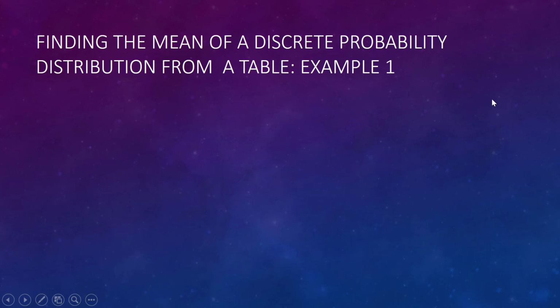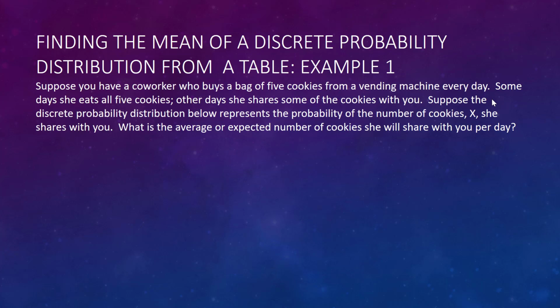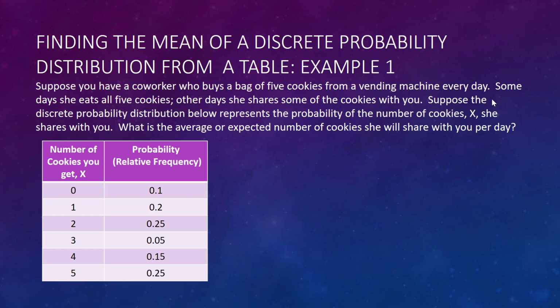Finding the mean of a discrete probability distribution from a table. Example 1. Suppose you have a coworker who buys a bag of 5 cookies from a vending machine every day. Some days she eats all 5 cookies, other days she shares some of the cookies with you. Suppose the discrete probability distribution below represents the probability of the number of cookies x she shares with you. What is the average or expected number of cookies she will share with you per day?